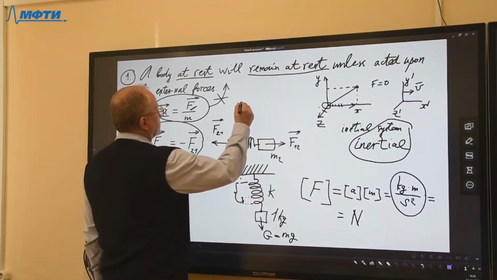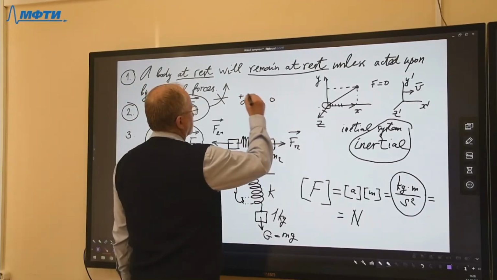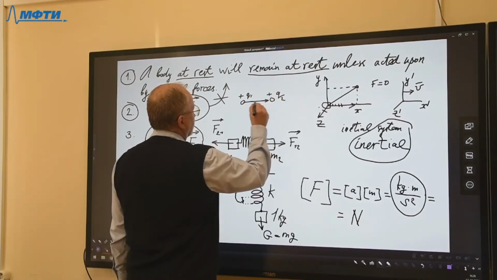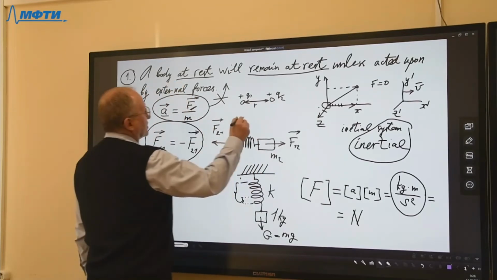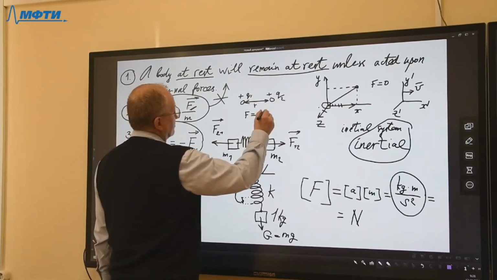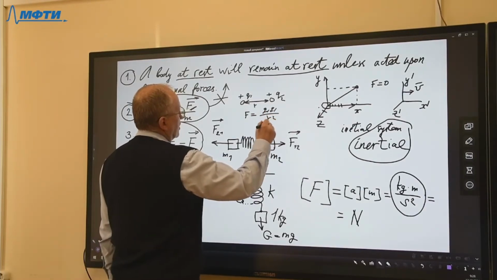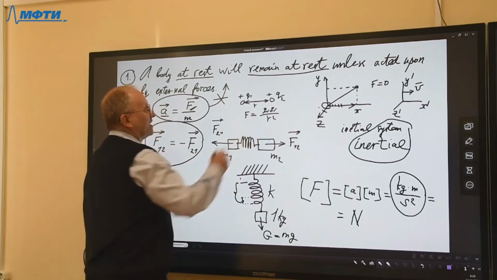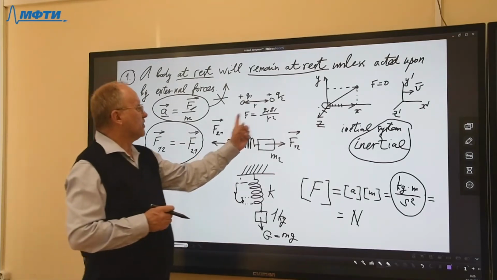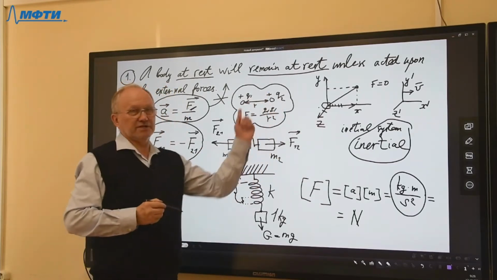For example, if you have two electric charges, one electric charge plus Q1 and another electric charge plus Q2, and the distance between them is R, then the force of electrostatic interaction between these two charges will be given by Coulomb's law. It will be proportional to Q1, Q2, and R squared, with probably some coefficient of proportionality which depends on the units of measurement. We will discuss it later when we consider electrostatics. But I would just like to remind you that sometimes you don't need to measure force, you can calculate it.